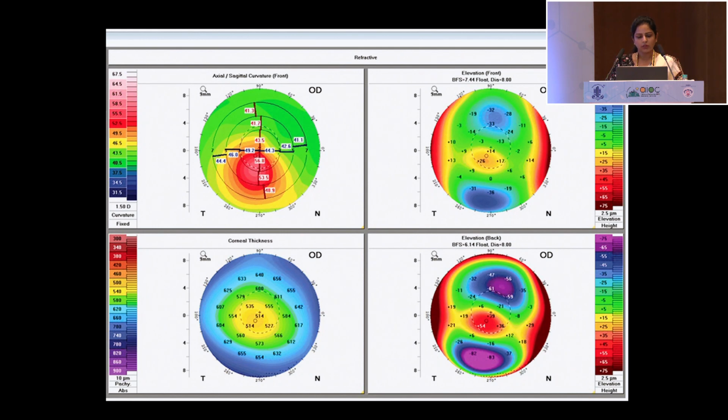So this case is forme fruste keratoconus. So for example, this is a case where inferior steepening is present, some sort of thinning is present, and anterior elevation and posterior elevation cutoff values, like more than 12 and more than 18 on the posterior elevation, is there. So this is definitely keratoconus.